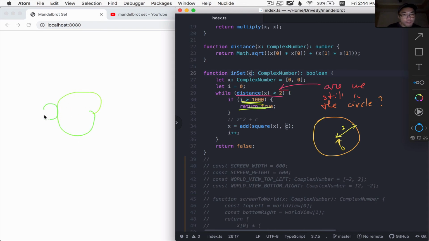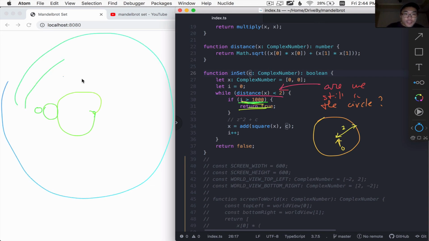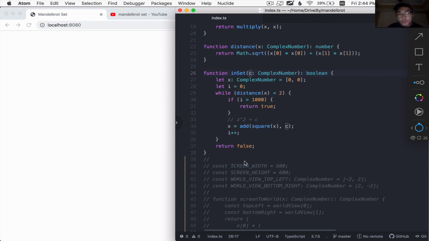So it looks kind of like this, right? We're happy if we try 1,000 times and it still stays within this circle, then it is within the Mandelbrot set of numbers. And that's really where the magic happens. As you can see, there are so few lines required to code it. It's a really simple concept, but the consequence of it is just amazing.